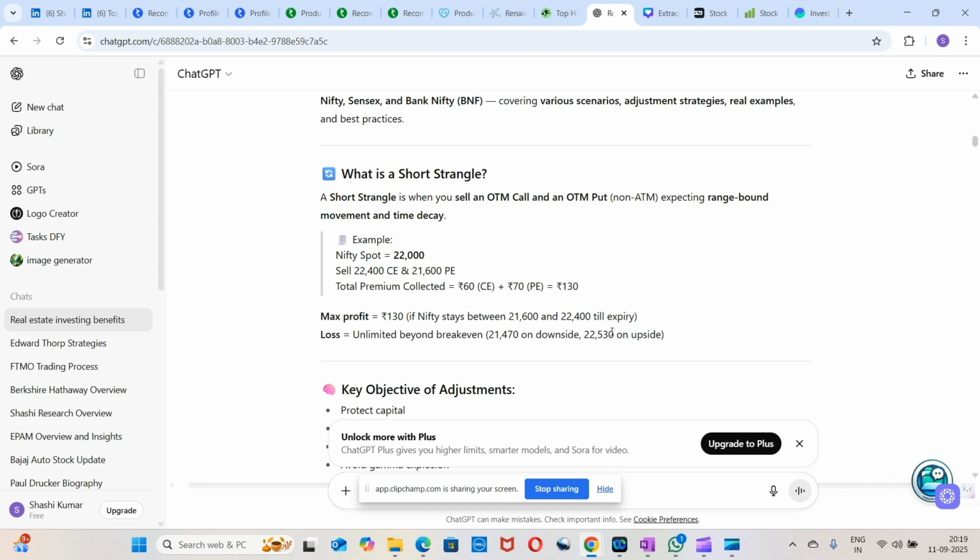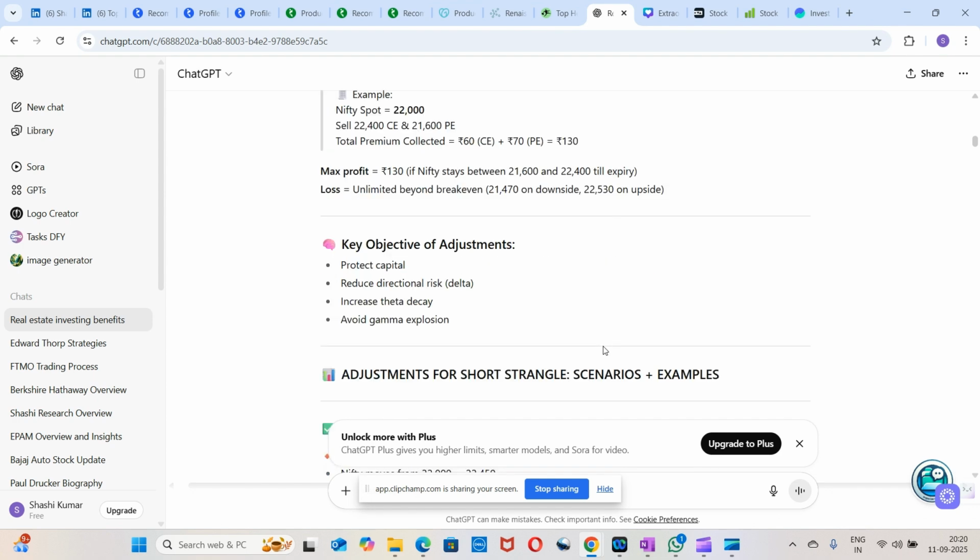But a short strangle is not a hedged strategy, so loss is unlimited here, and once the market moves beyond your break even, the loss could be unlimited. You'll get some break even based on the position you have taken. For example, here it's given like 24,470 on the downside as a break even, and 22,530 on the upside as a break even.